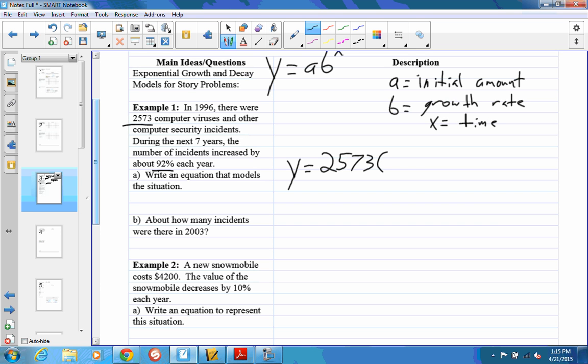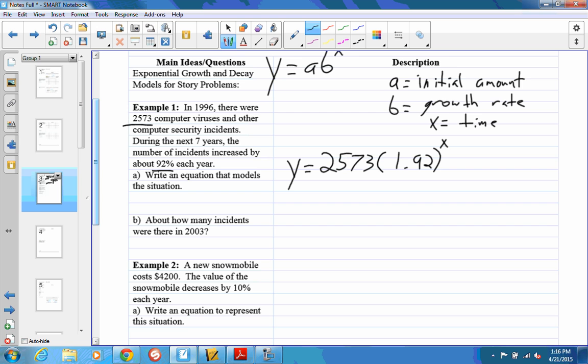1.92. So 1 plus 0.92, which I'm going to erase and rewrite as 1.92, because I'm taking the original 100% and growing that by 92% each year. If I just did 0.92, this would not be exponential growth. It would be exponential decay, between 0 and 1. I want to make sure we're growing. So that's just raised up to the x power. That's time, x here being measured in years. So there's your model. Let's just plug it in.